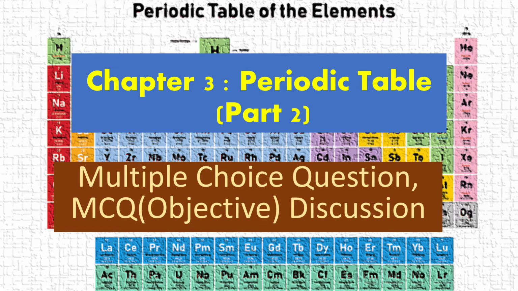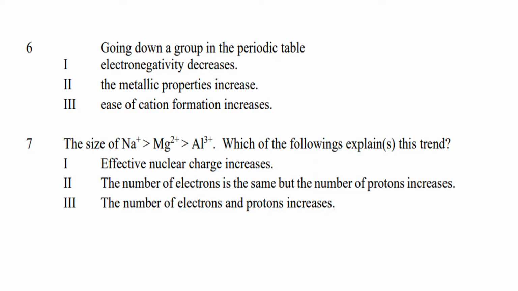Alright, so this is the continuation of periodic table that I lost the video earlier. It's for question number 6 until question number 10. For question number 6, periodic table, going down the group in the periodic table, we can say that electronegativity decreases.